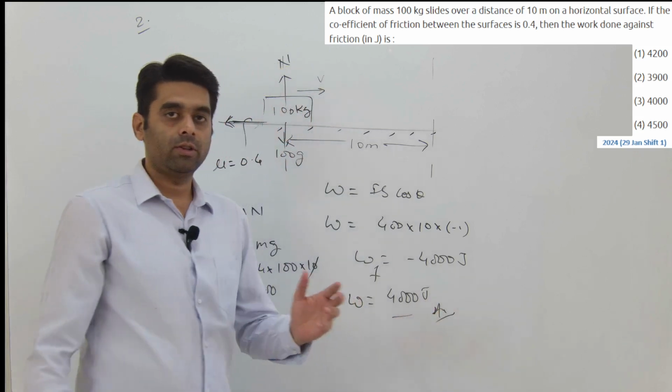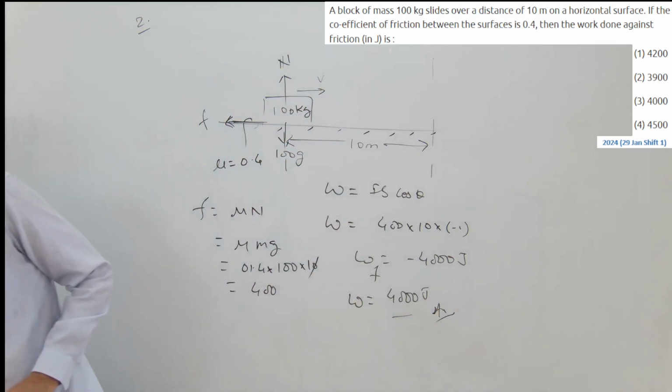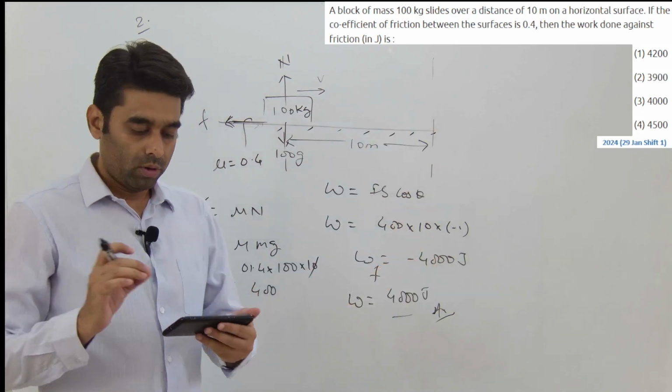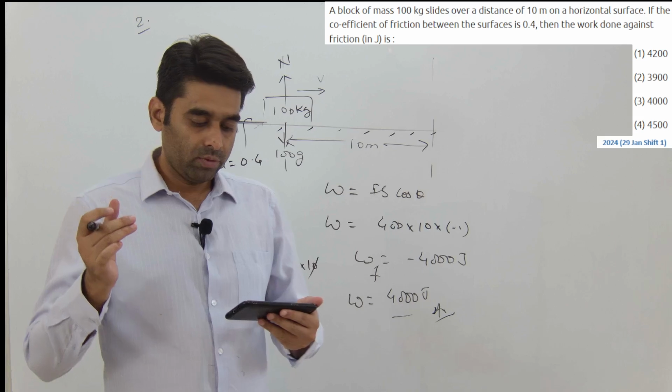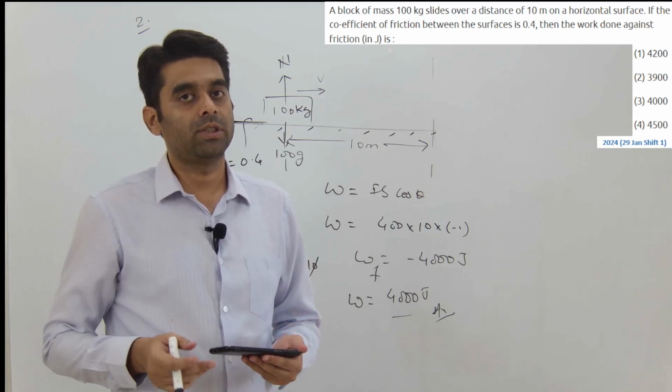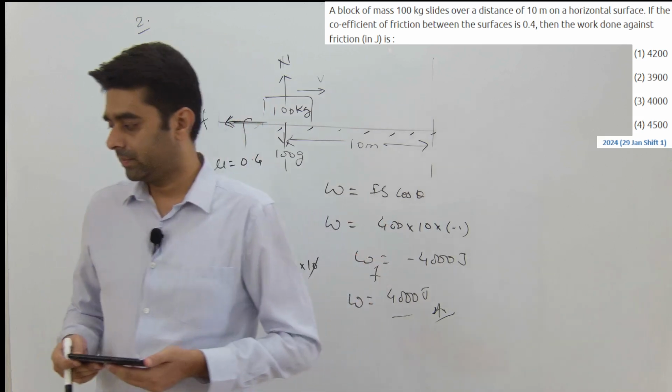Now you can check the options that are given to you. The options are A, B, C, 1, 2, 3, that is 4000. The third option is our correct answer. Let's move ahead.